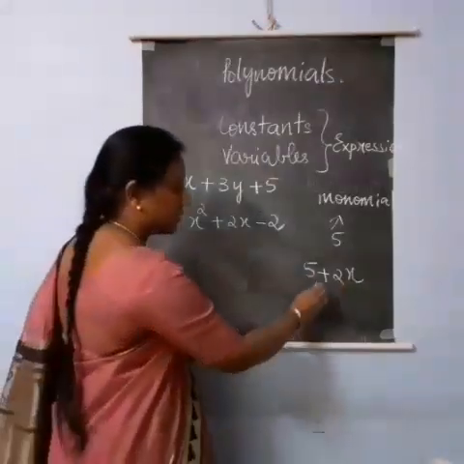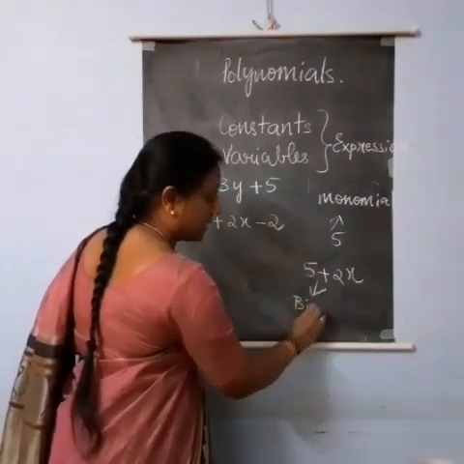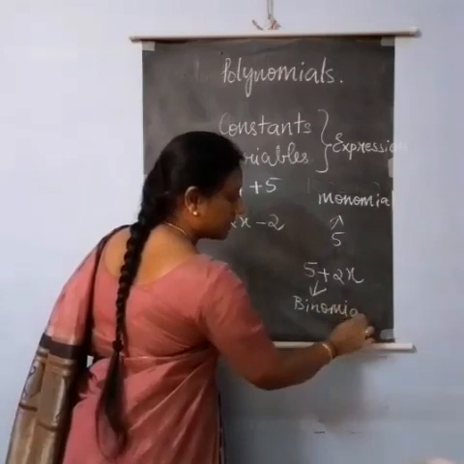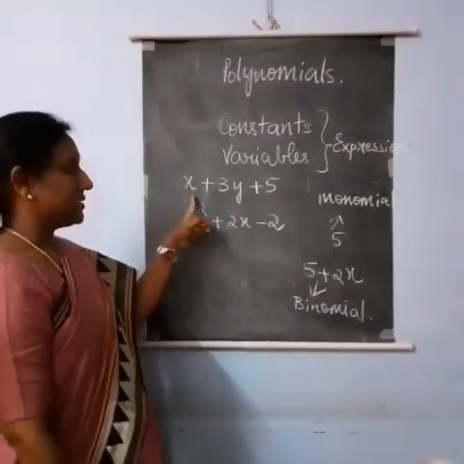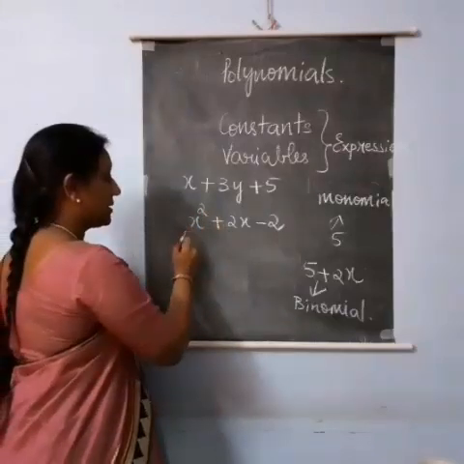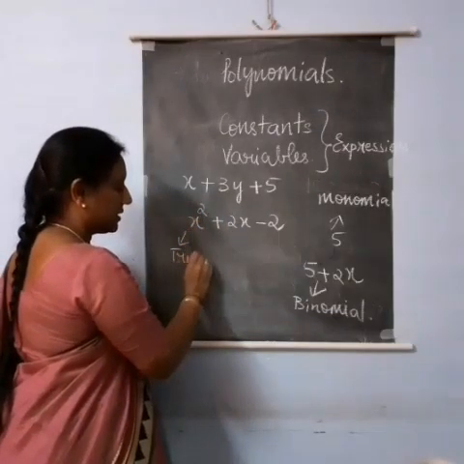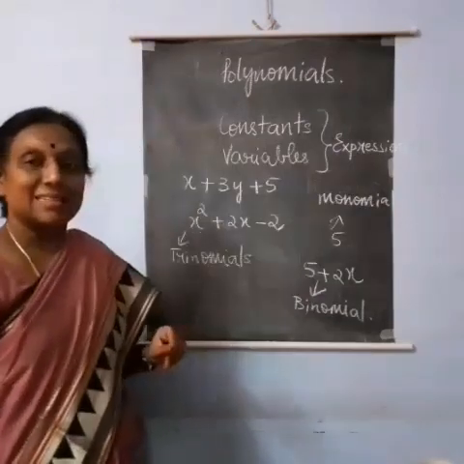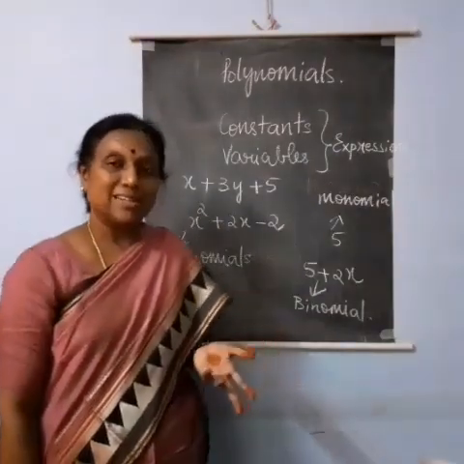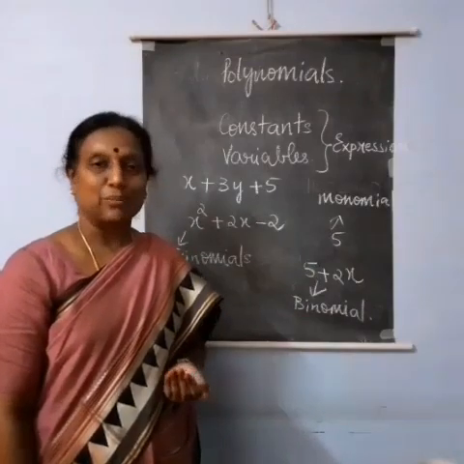So what is that called? It is called a binomial. Okay. And in this there are three terms, both these. So what are they called? They are called trinomials. Okay. And if there are more than three terms, they are called polynomials.